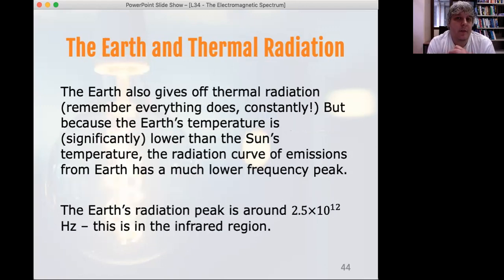The Earth also gives off thermal radiation, but the Earth is a lot lower than the sun in terms of its temperature. And so the radiation curve of the Earth has a much lower frequency peak. The frequency peak for Earth's radiation is around about 2.5 times 10 to the 12 hertz, which is in the infrared region. Remember that those are the ones we called heat rays, right? Heat waves. The Earth is giving off infrared light. The sun is sending us visible light.